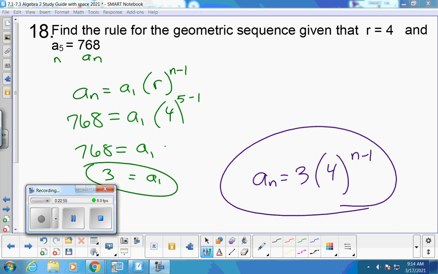Hey, I just had an in-person learner who does pay attention, and he told me 4 to the 4th is 256, so my work was wrong on this. But I still think that my answer was right. My work was just wrong.